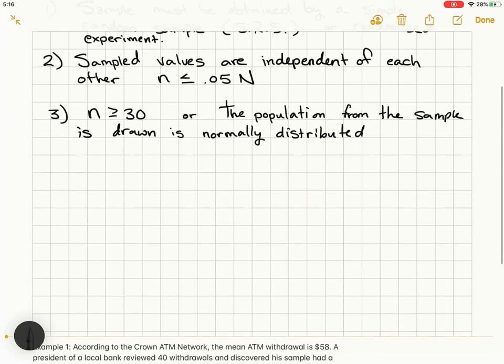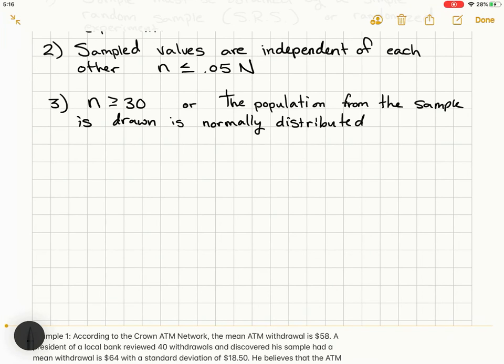Okay, now that you've met those requirements, let's talk about the steps we need to test a hypothesis about a mean. Now, we've already talked about hypothesis testing, so we know a little bit about how to set one up. So we're going to start with a familiar step. The very first thing you're going to want to do is determine your null and alternate hypotheses.